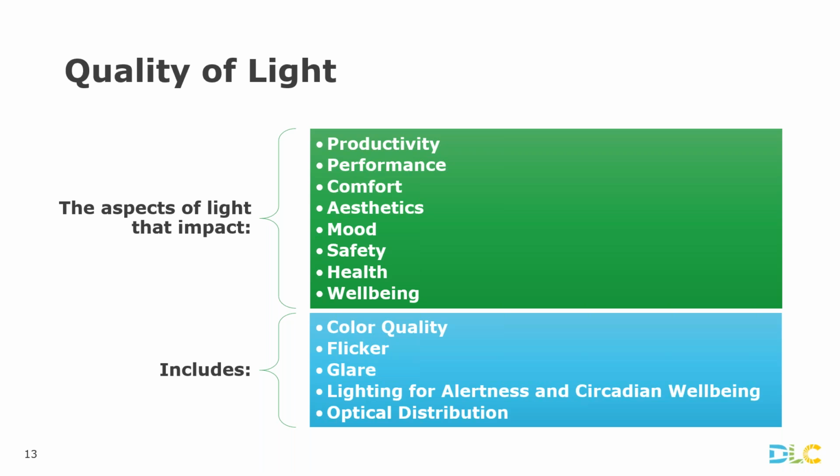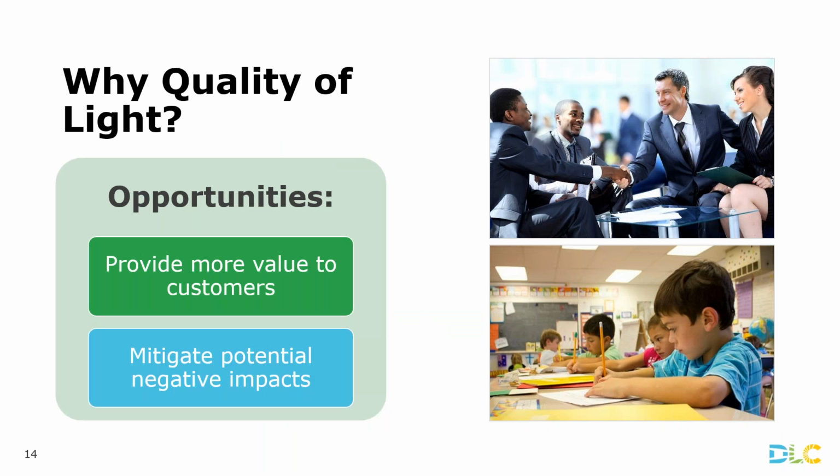So some of the aspects that impact quality of light and that we have made proposals for in this version 5.0 draft are color quality, flicker, glare, lighting for alertness and circadian well-being, and optical distribution. Addressing these things are opportunities. These are opportunities that we can leverage to provide more value to customers. We can provide them lighting that doesn't just save energy, but gives our customers something more, improved lighting for their environment. We can give them better lighting for offices, for hospitals, for schools, stores, warehouses, manufacturing facilities, and outdoor environments.